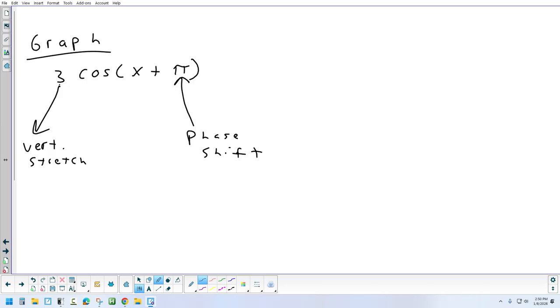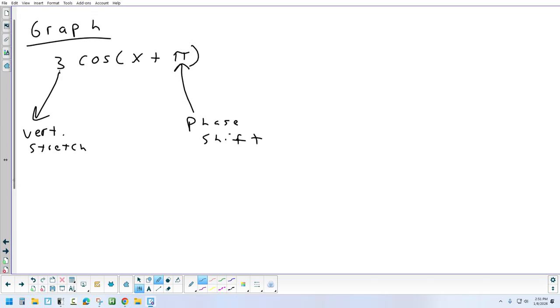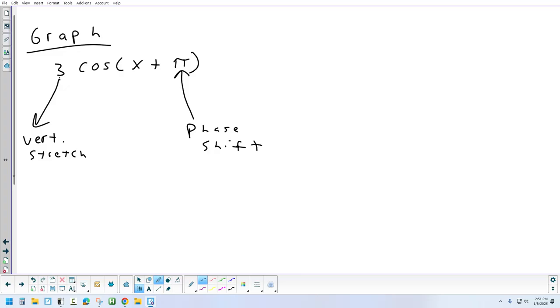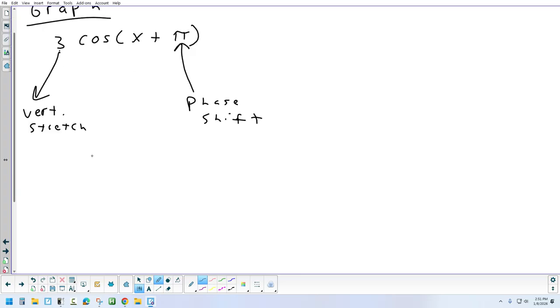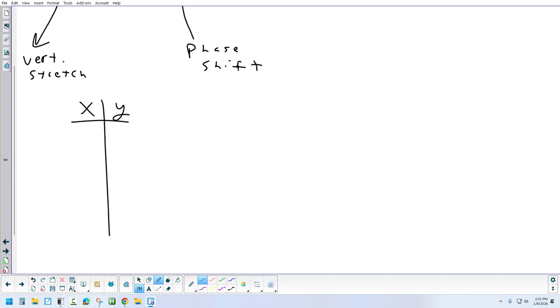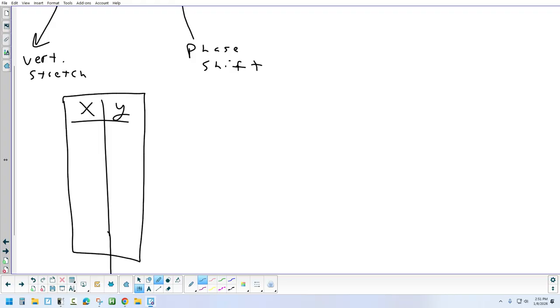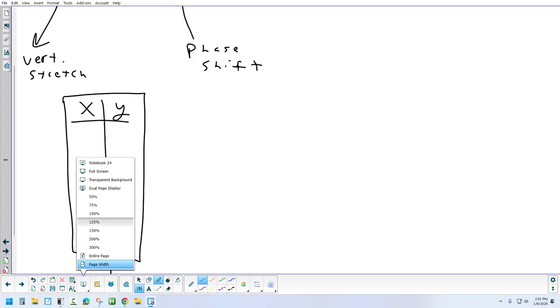So the first step to graphing it is to make a table. I thought that was horizontal shift. Phase shift is horizontal shift. Okay. Yep, those mean the same thing. So we're going to make a table. Inside the table, we're going to put our final answers. Outside the table, we'll put the original values.